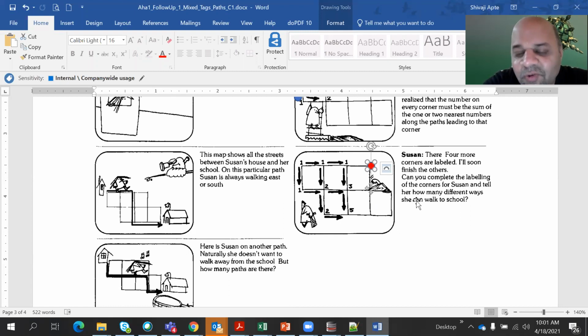1, only 1, because there is no other way, right? She could not have come there by any other way. So only from the left side she could have come. She is not retracing the path. She is not going away from the school anytime. So here also the value will be 1.